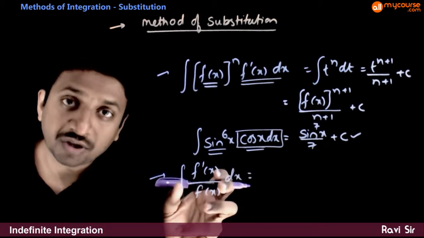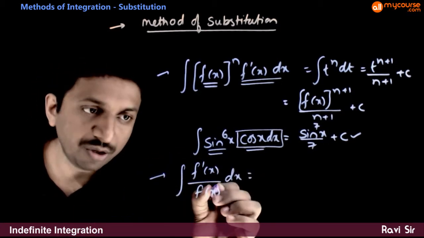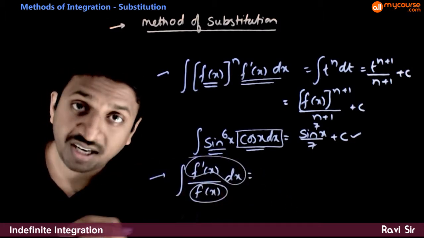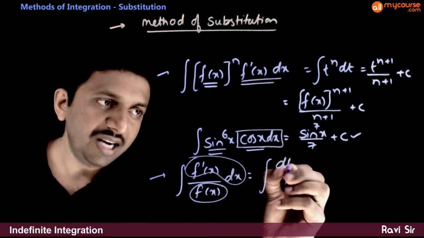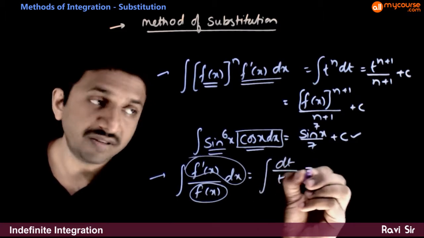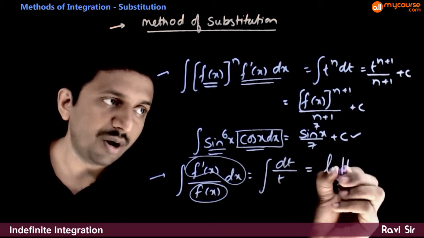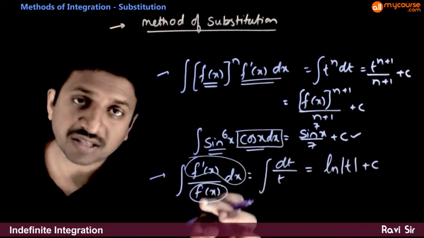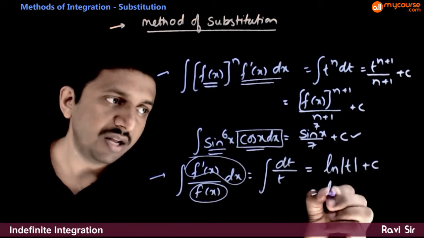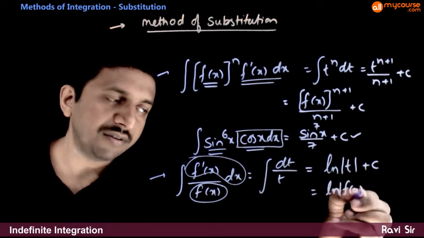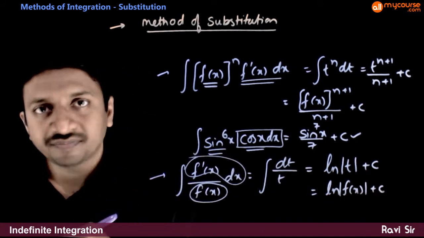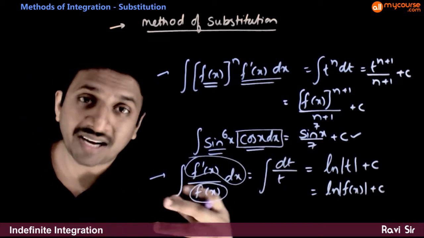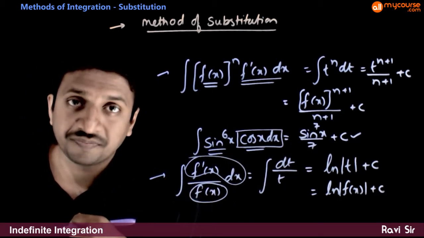This type of integration is also very simple, because if you assume f of x as t, the numerator becomes dt. So this becomes dt by t, which is equal to log mod t plus c. So integration of f dash of x by f of x becomes log of mod of f of x plus c. So these are very standard formulas which you can directly use to your advantage.